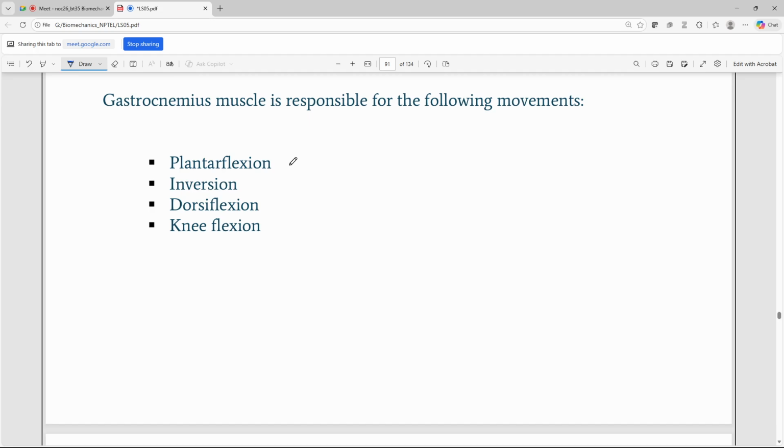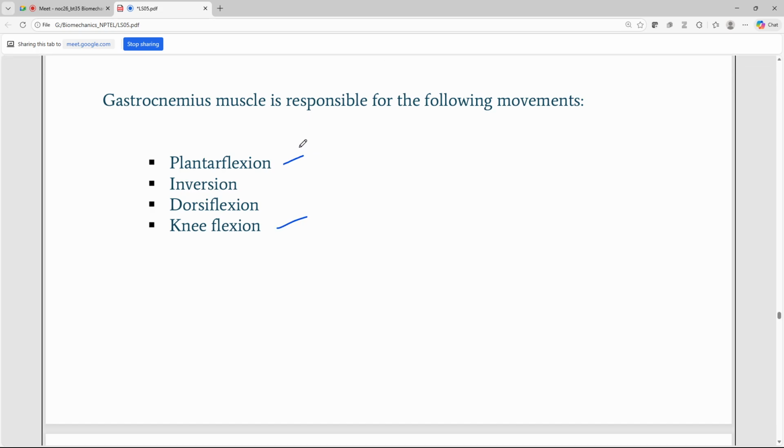Answers are plantar flexion and knee flexion. The gastrocnemius muscle is responsible for both plantar flexion and knee flexion.